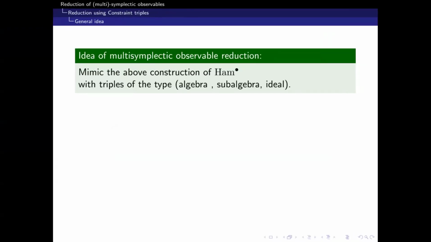Okay, so now we come to our objective. We want to do reduction in the multisymplectic setting, but we want to do it in an algebraic way. So we start with our Hamiltonian L-infinity algebra. We want to find a subalgebra of it and an ideal, and then we quotient the subalgebra by the ideal to obtain a new L-infinity algebra, which we will see as the reduced one.